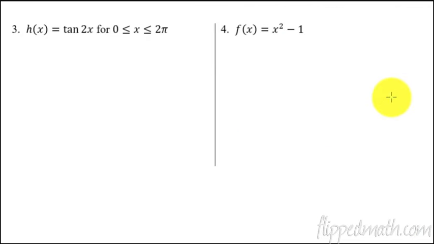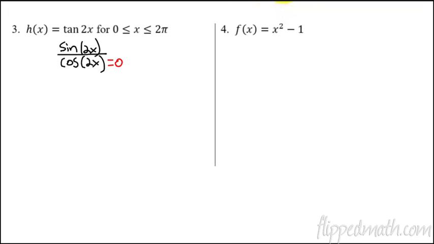On the next problem, we've got a trig function. So when you have trig functions, you have to think, okay, well, what is the denominator of this thing? That doesn't look like it has a denominator, but if I rewrite tangent as sine of 2x all over cosine of 2x, then you can see it does now have a denominator. So when does cosine of 2x equal 0?